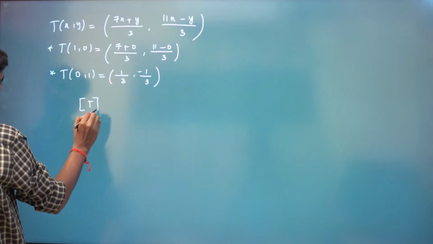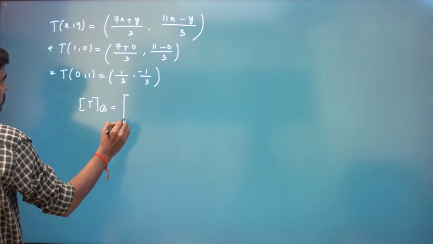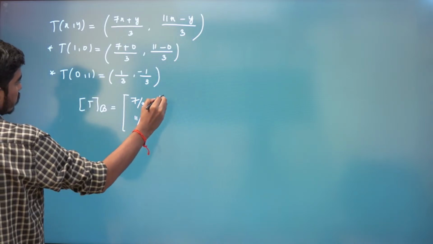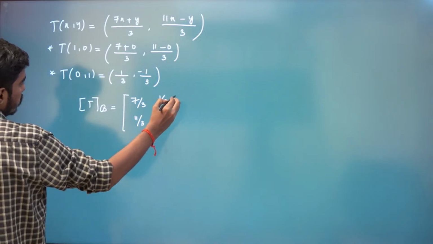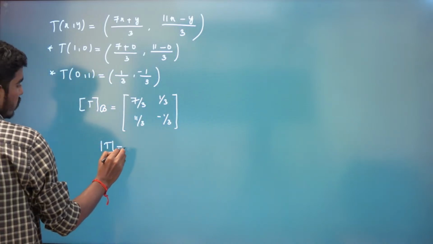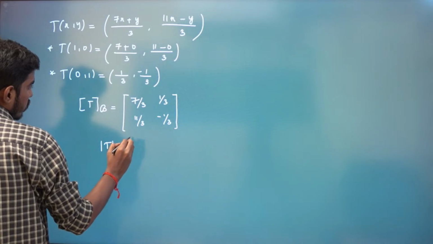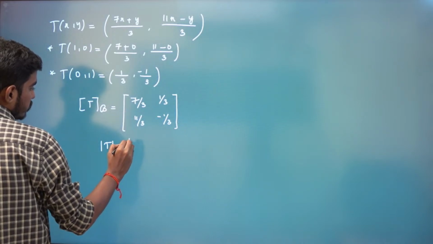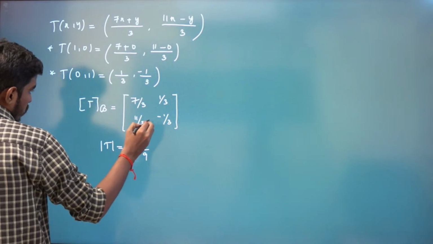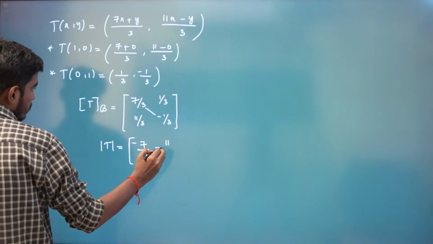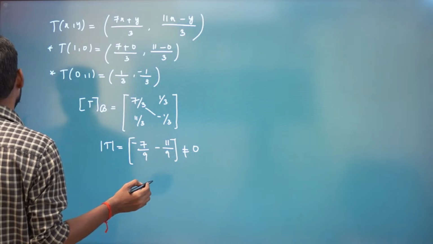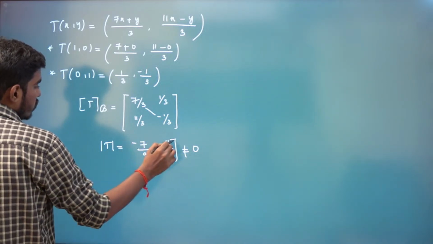So what is the matrix of T with respect to the standard basis? It is 7/3, 11/3, 1/3, minus 1/3. You can see the determinant is not equal to 0 for this transformation. What is the determinant of T? It is minus 7/9 minus 11/9. So this is not equal to 0, and that means the rank will be equal to 2.